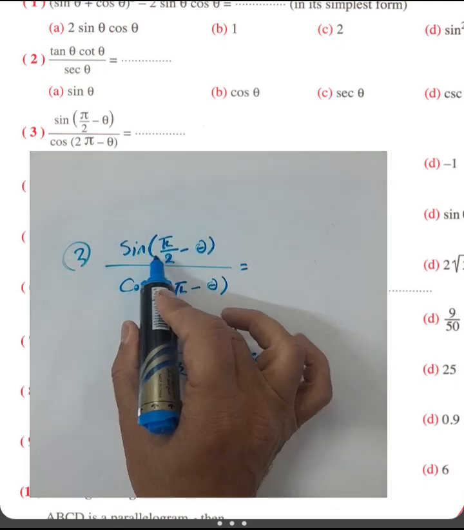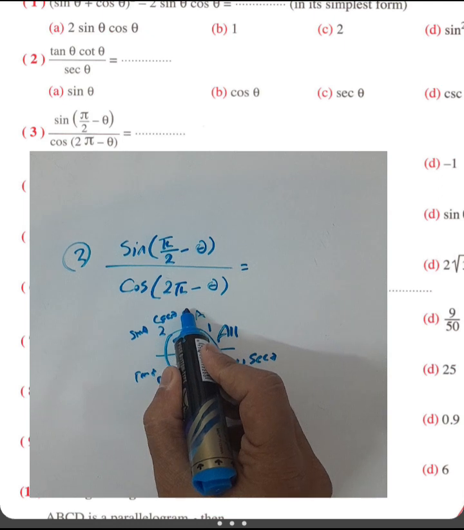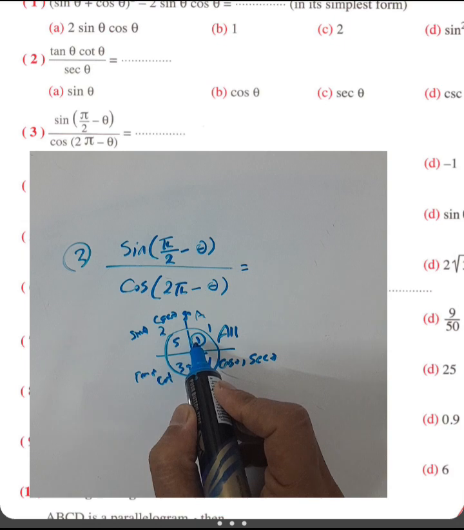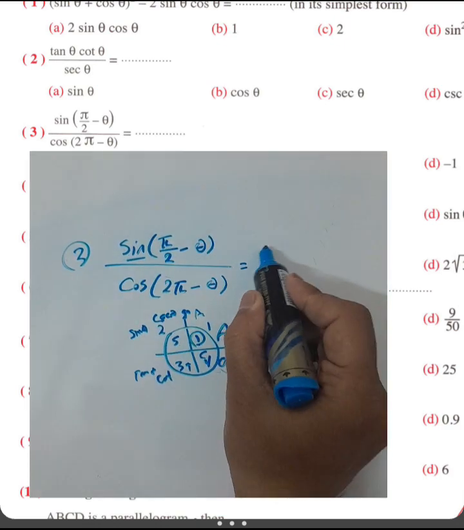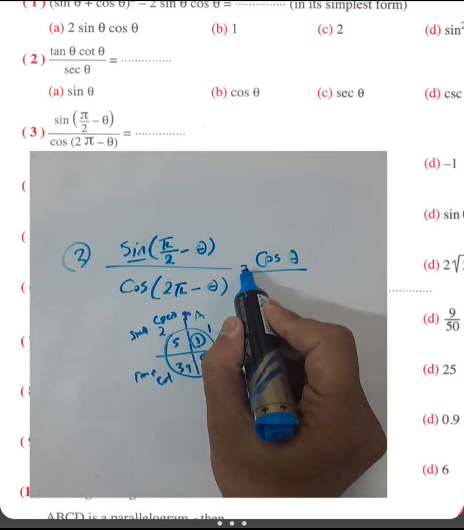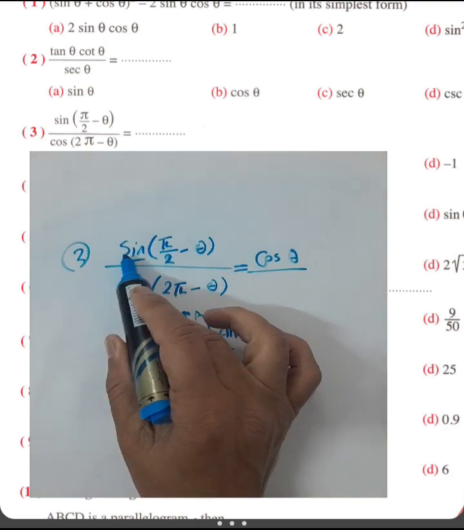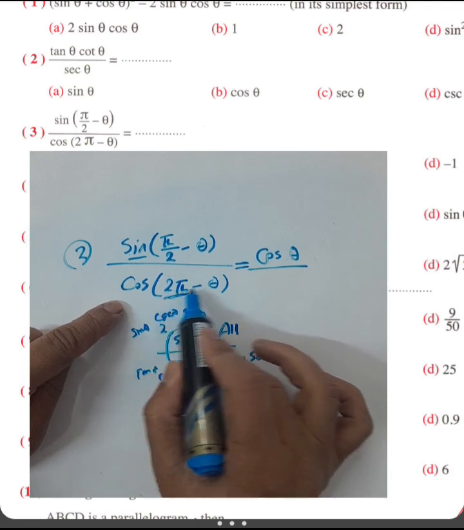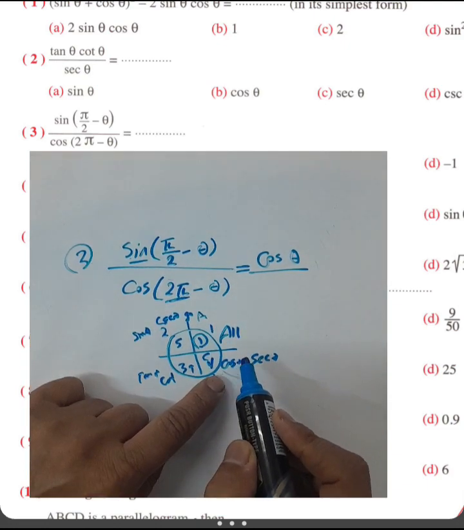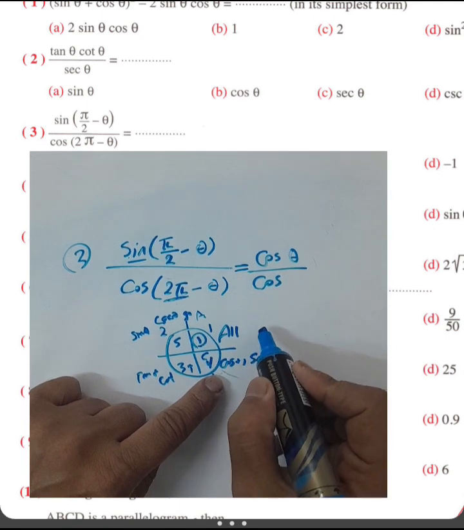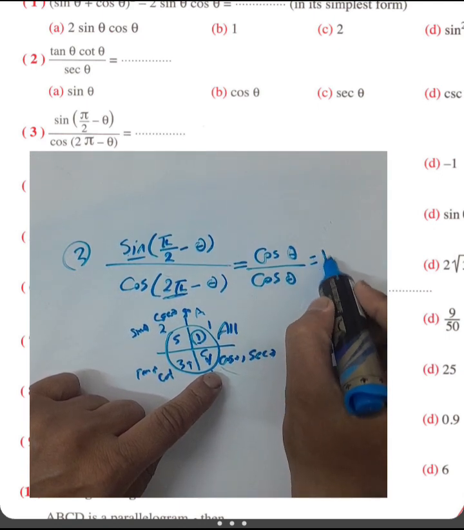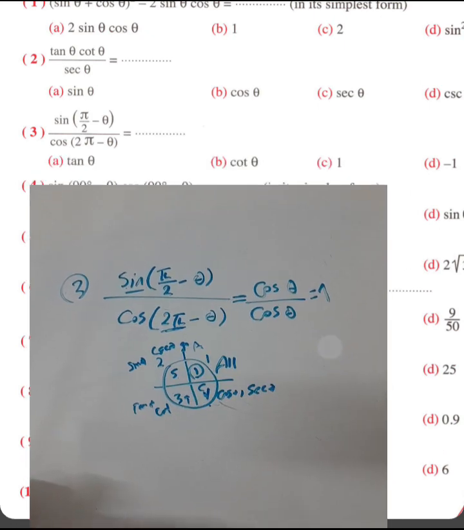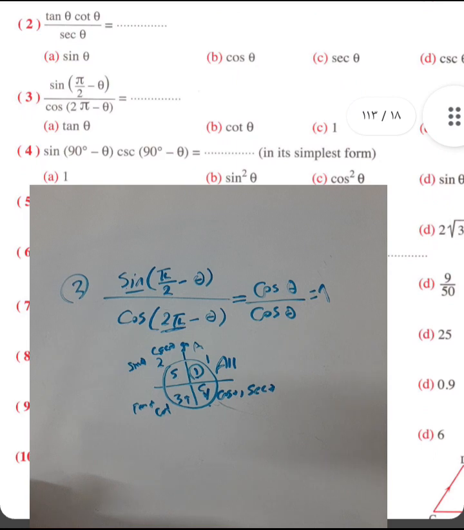So sine of 90 subtract theta lies in the first quadrant, and we must change sine to cosine theta, because 90 changes sine to cosine. And cosine of 360 subtract theta lies in the fourth quadrant. Then we can write here cosine theta. Then the result will be 1. Choose here 1. It will be letter C.